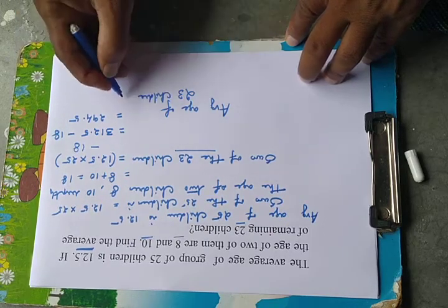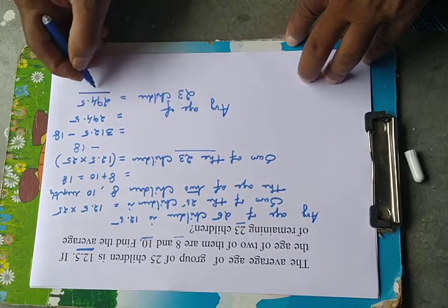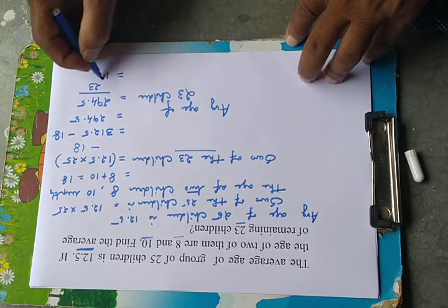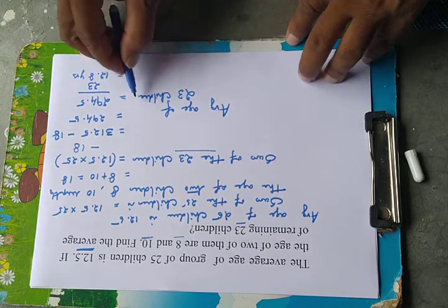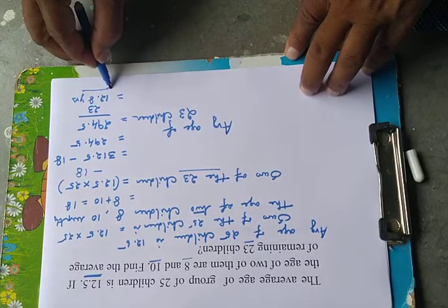That gives 294.5 divided by 23, which gives 12.8. Therefore the average age of 23 children is 12.8. You got it very clearly?